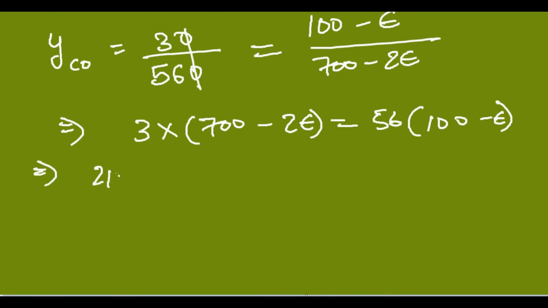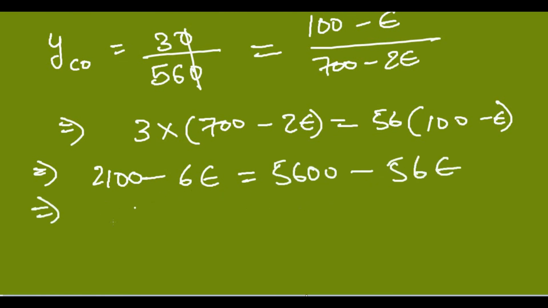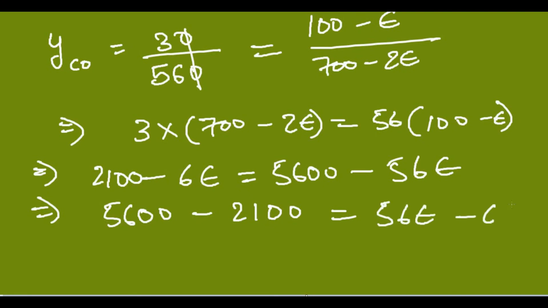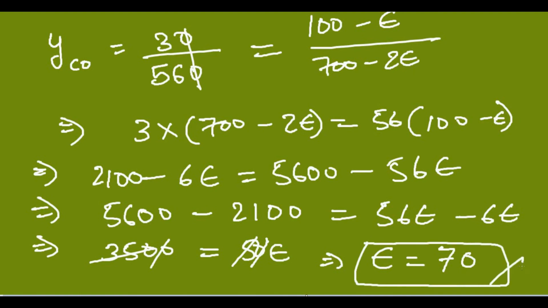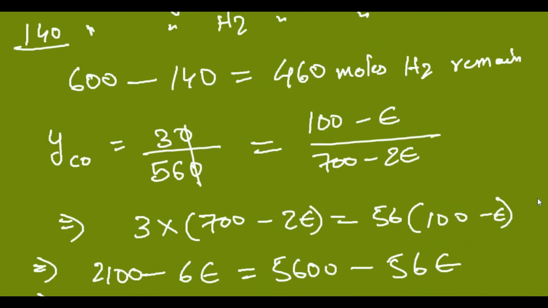So if I multiply, 2100 minus 6 epsilon is equal to 5600 minus 56 epsilon. So this will become 5600 minus 2100, which is equal to 56 epsilon minus 6 epsilon. So this becomes 3500 is equal to 50 epsilon. So epsilon is equal to, simply cancel the zeros on both sides, 5 7s are 35, so this will be 70. So the extent of the reaction is 70. This is what we obtain.